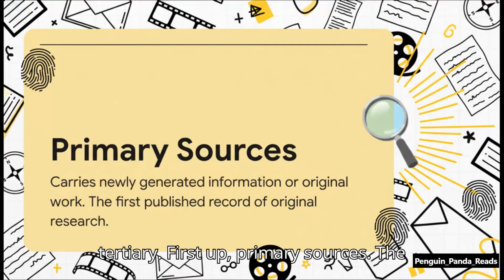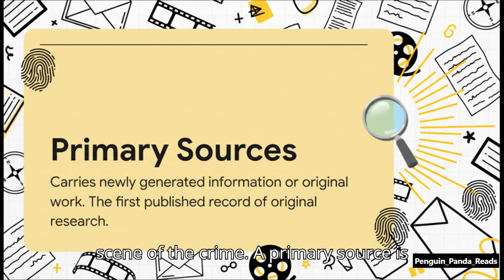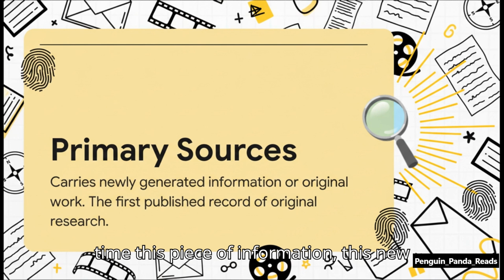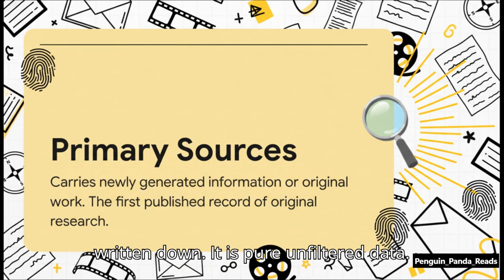First up, primary sources. The best way to think about these is as the raw, first-hand evidence from the scene of the crime. A primary source is the original stuff. It's the very first time this piece of information, this new discovery, or this idea has ever been written down. It is pure, unfiltered data.